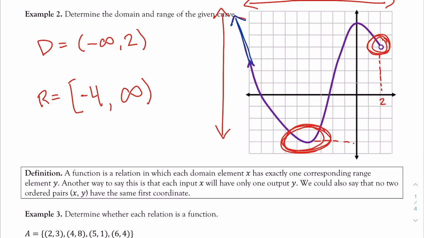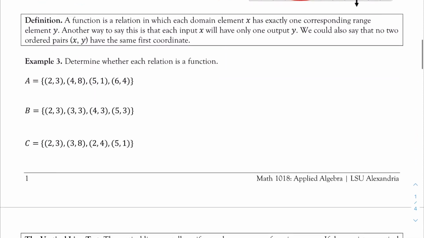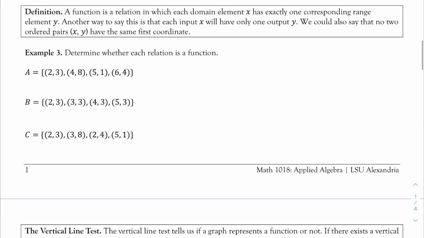So now we have some familiarity with what a relation is and the domain and range of that relation. Now we can move into our second portion. Remember, the section was called relations and functions. Let's go ahead and define what a function is. Formally speaking, a function is a relation in which each domain element x has exactly one corresponding element y. Or I can say each input x only has one output y. Or you can also say if I have a set of ordered pairs, each ordered pair has a unique x value.